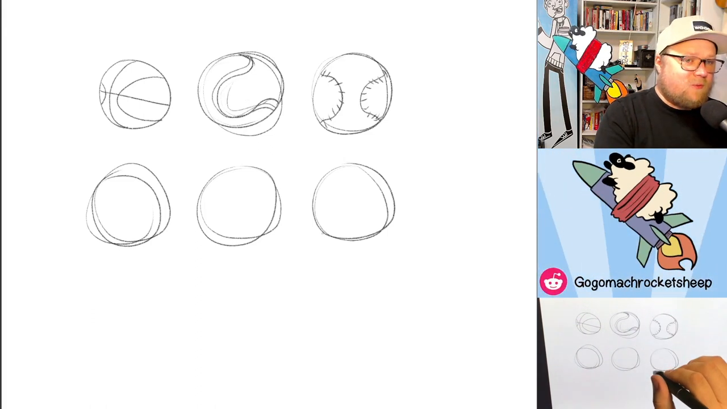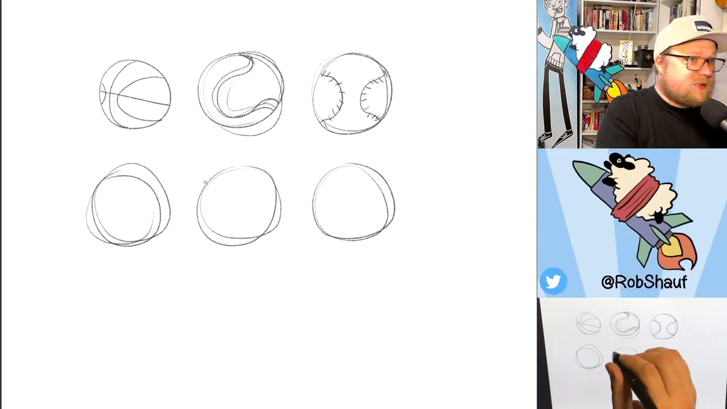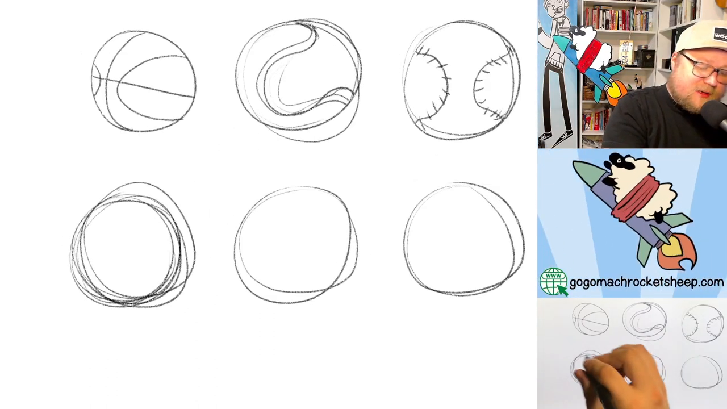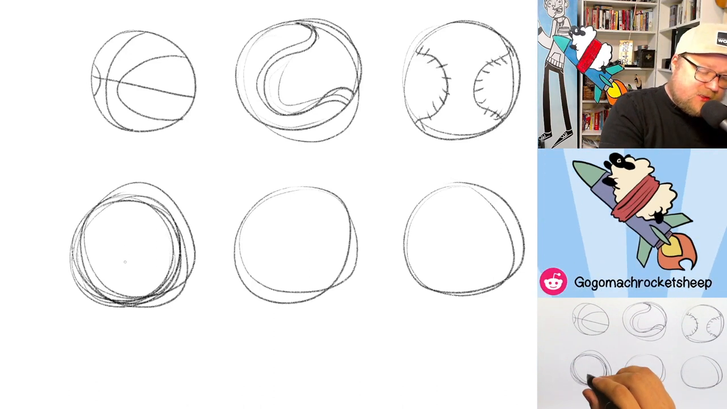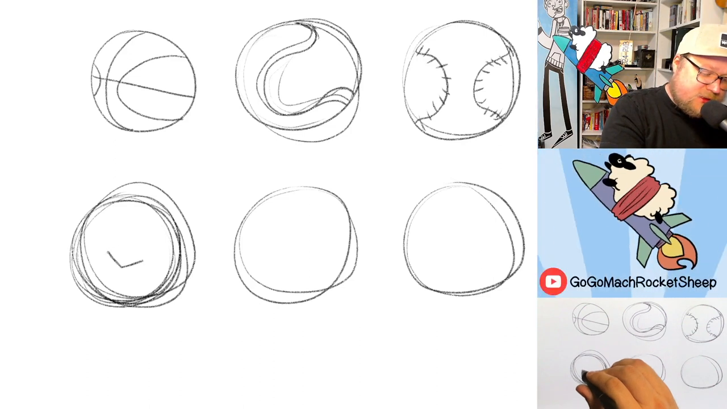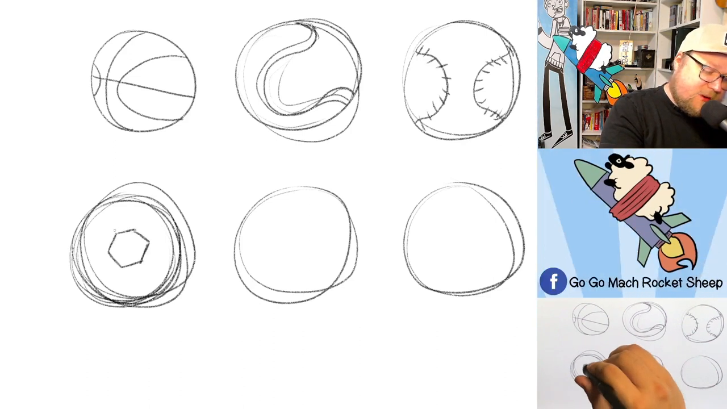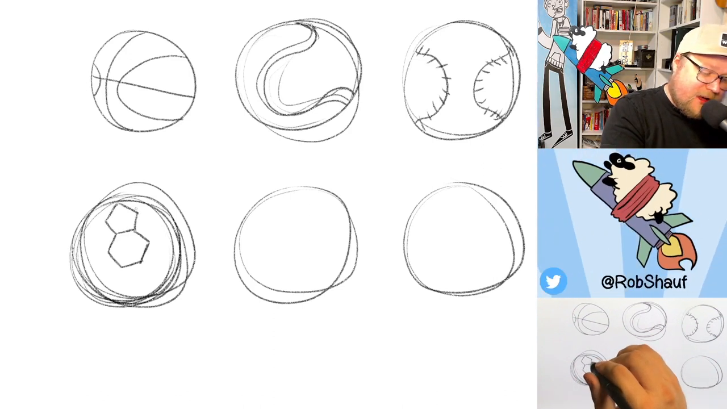Okay, then we should do a soccer ball. Soccer balls are really hard. A soccer ball is tricky because it has a pattern. So we go with a hexagon that's six-sided. 1, 2, 3, 4, 5, 6. Then we do a pentagon. 1, 2, 3, 4, 5.